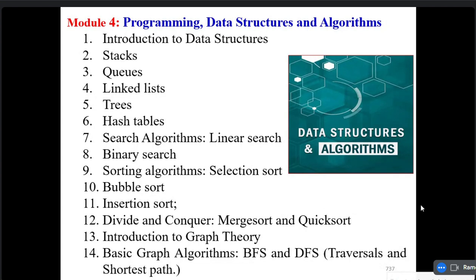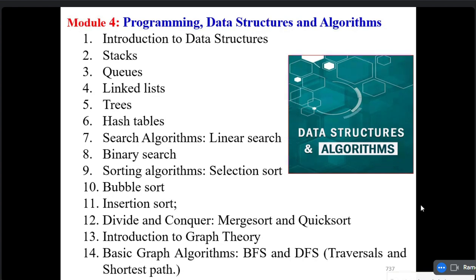What is meant by stack? How is it working? Stack is a linear data structure and follows the principle last in first out, LIFO. And stack operations are push, pop, and display. Peek is also an operation. So how these operations work, we will see in one program. So stack is a linear data structure and follows the principle last in first out. Then queue. Queue is a linear data structure and follows the principle first in first out.